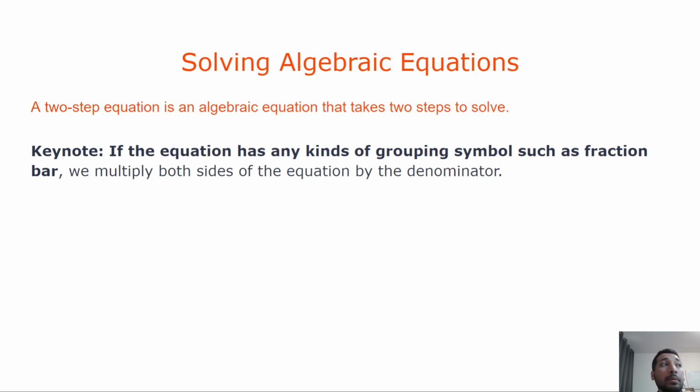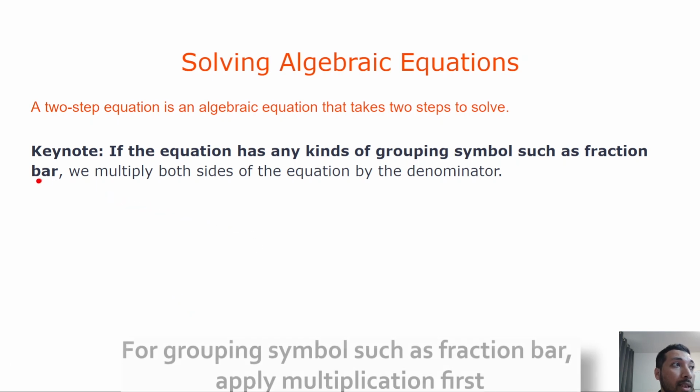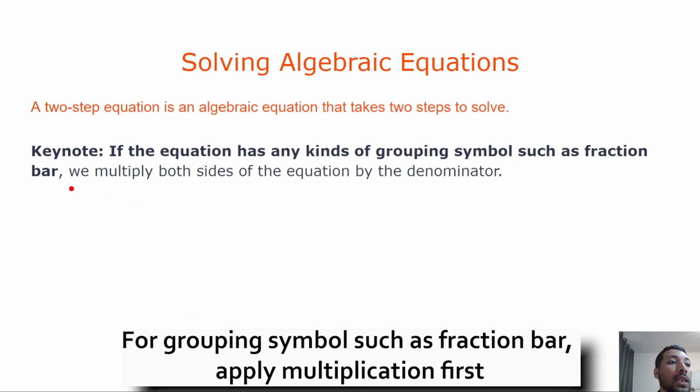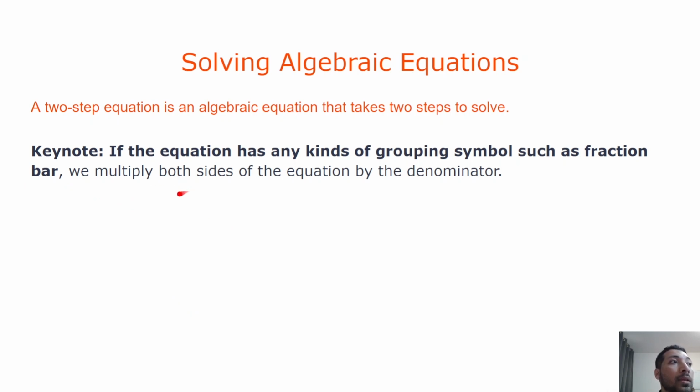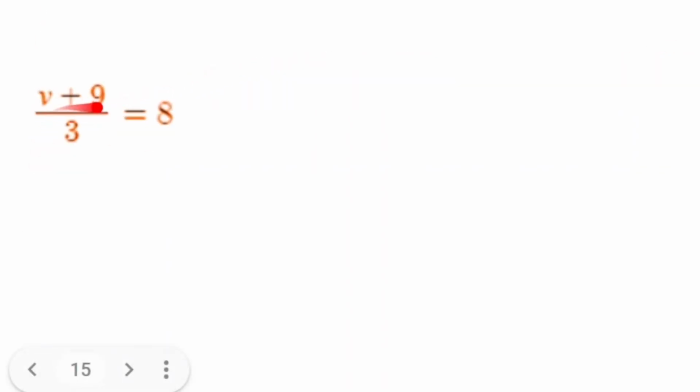So here is an exception for two-step equations. If you have a two-step equation where we have a grouping symbol such as a fraction bar, we first need to get rid of this fraction bar, and we do this by multiplying both sides of the equation by the denominator. So here is an example. We have v plus 9 over 3.